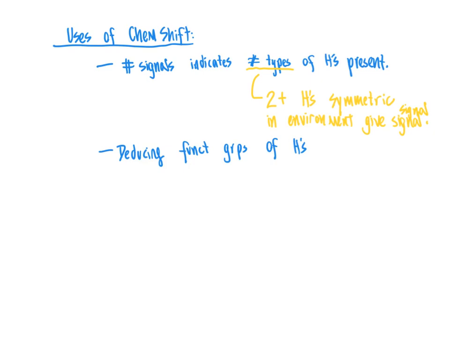So in the next videos, what we're going to look at is multiplicity and integrals, and also we are going to tie that information together to build complete chemical structures of molecules by merging this with 2D NMR data as well.